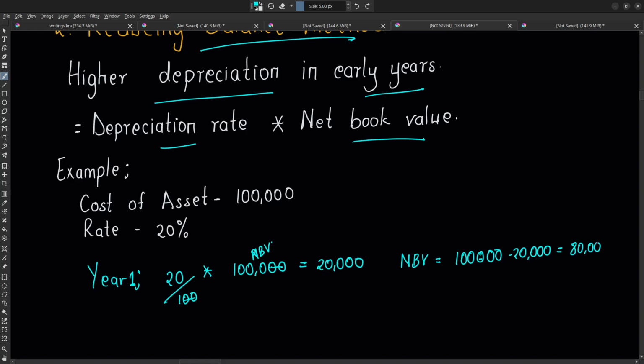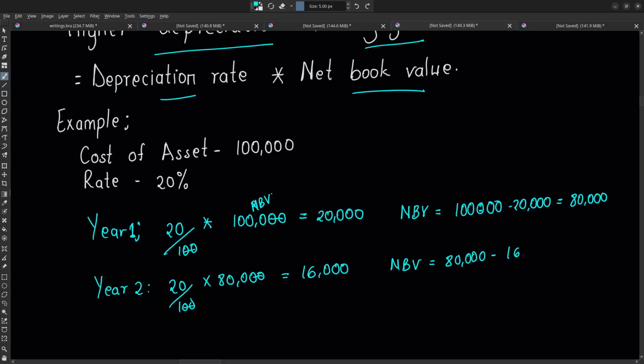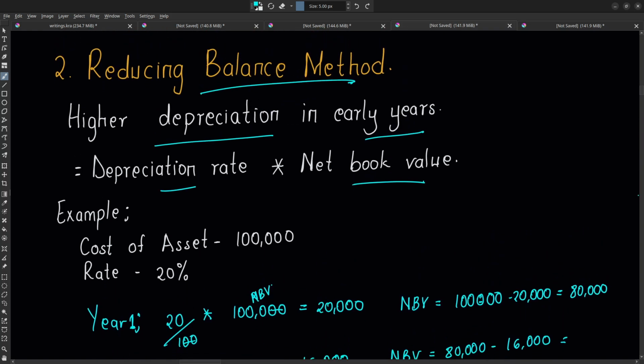So what will be our year two depreciation? It will be 20% of 80,000. You're going to see we have 16,000. And the same happens: our net book value at the end will be 80,000 minus 16,000. You're going to notice that the net book value will continue reducing, and in the next period we are going to depreciate on the net book value. That is why we are saying that there is higher depreciation in early years, and then with time it reduces.